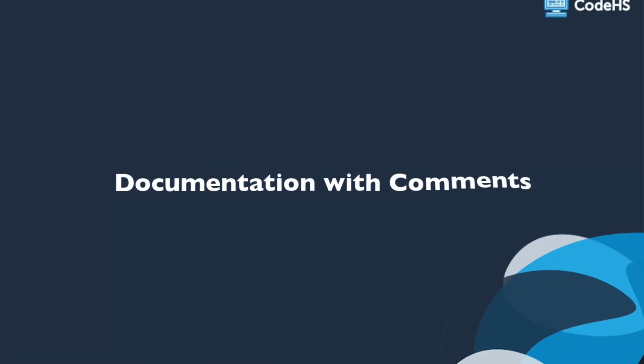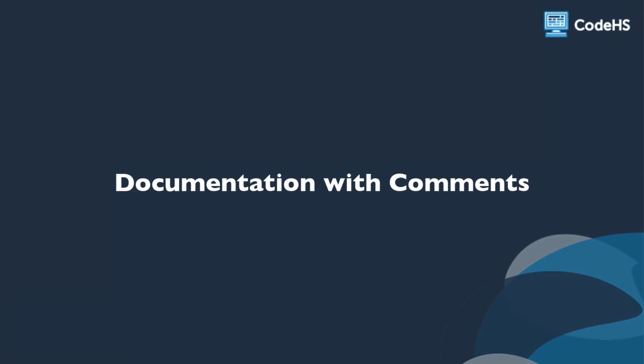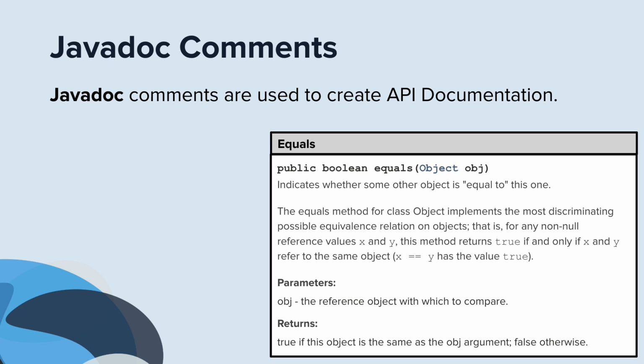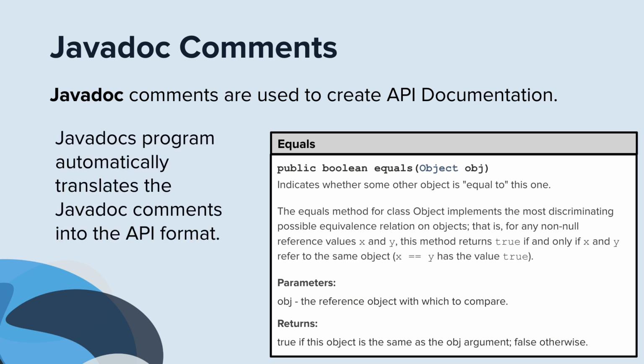In this video, we'll continue learning about documentation with comments. The final comment type, the Javadoc comment, is used specifically to create API documentation. As you learned in a previous lesson, API documentation is a description of methods related to a specific class or set of classes. This Javadoc comment format makes it easy for developers to create API documentation because the Javadocs program automatically translates the Javadoc comments into the API format.